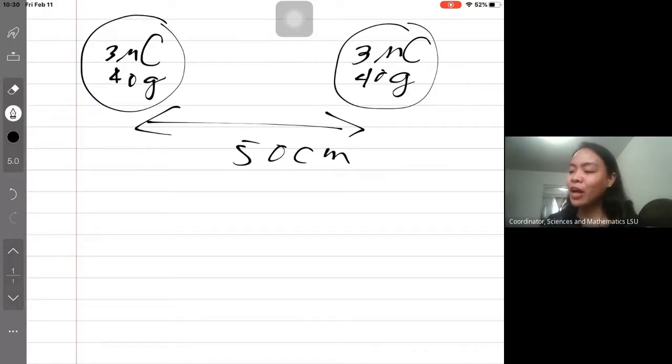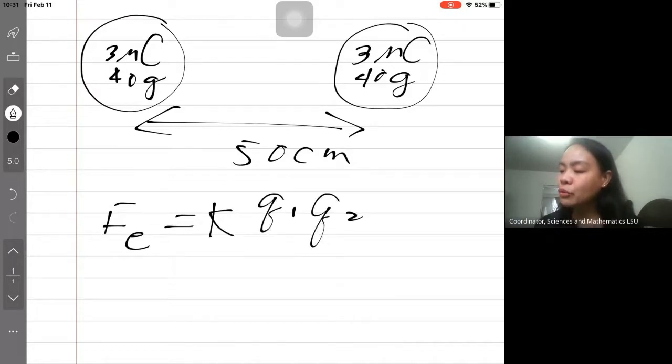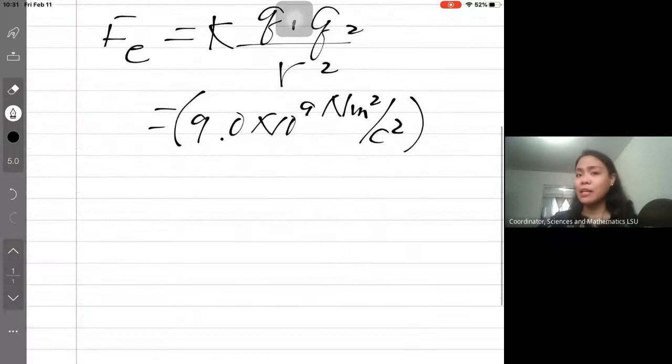All right, so from Coulomb's law, the electric force, I will have it as F sub E, meaning that is an electric force, and F sub G will be the gravitational force. You compute for that. And that is equal to K Q1 Q2 over R squared, wherein K is the Coulomb's constant. I am using 9 times 10 to the 9 Newton meter squared per Coulomb squared. You can also use 8.99 times 10 to the 9. It's up to you.